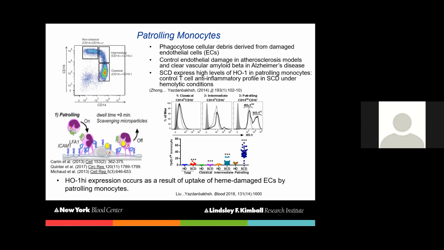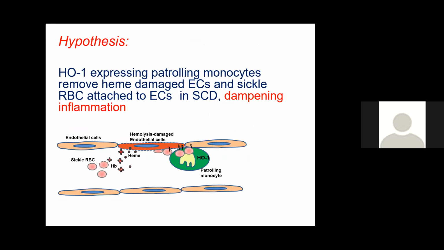I don't have time to go into it, but where is this HO1 coming from? It's not just because you mix monocytes with heme. It comes from uptake of heme damaged endothelial cells. This is really important. So we hypothesize this HO1 expressing patrolling monocyte would be removing heme damaged endothelial cells and possibly even sickle RBC attached to the endothelial cells, dampening inflammation and maybe even vaso-occlusion, who knows? So this is how we started off.